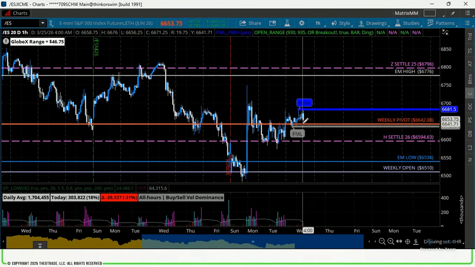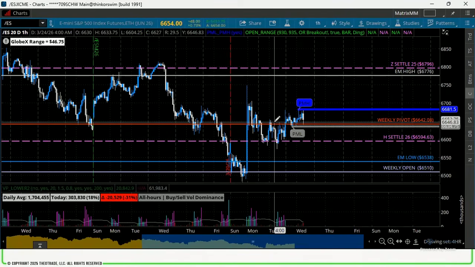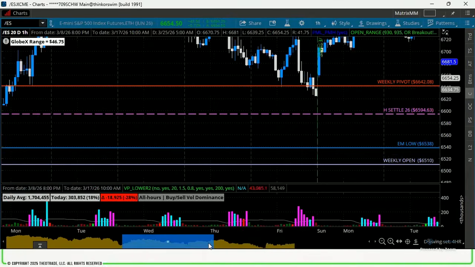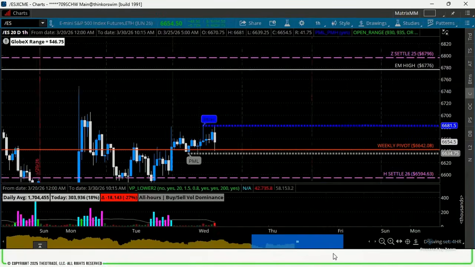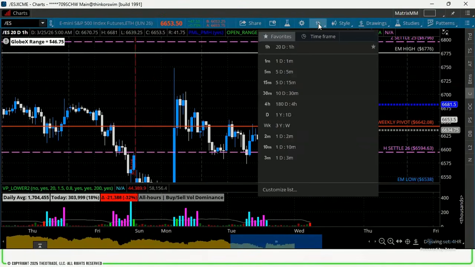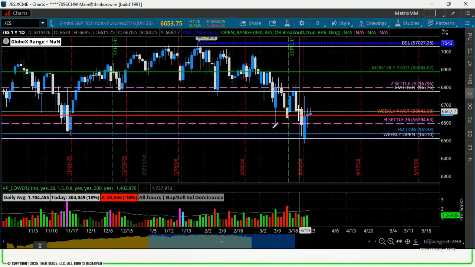So in terms of a definition of weekly pivot, why is this so important? This gives me at least an indication of who is in control, right? So if we're closing on a daily basis above the weekly pivot, that favors the bulls. Okay, it favors the bulls. This is our daily chart right here.